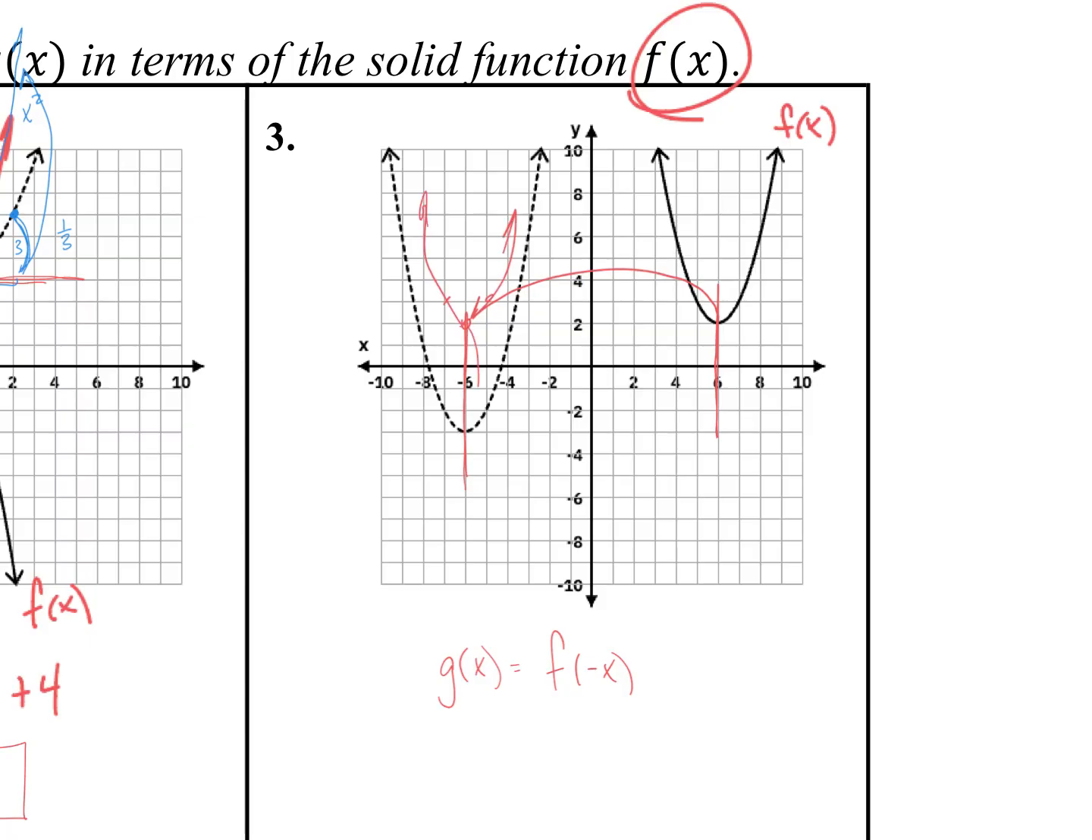Now all I have to do is shift it down, because this does appear to just be an x squared parabola with no a value change. So I have to move it down from a vertex of 2 to a vertex of negative 3, so I'm going to bring it down by 5 units.